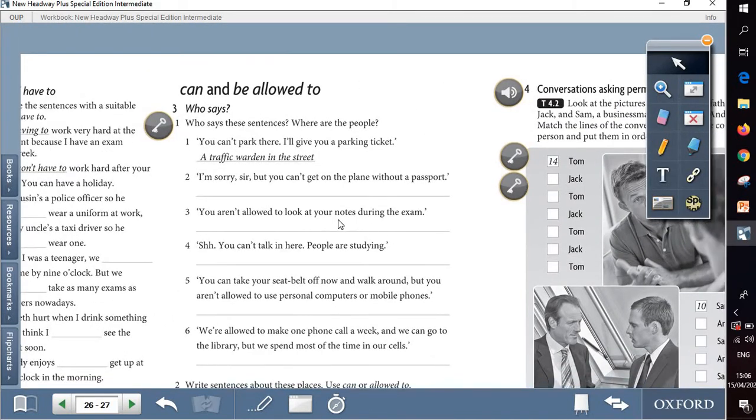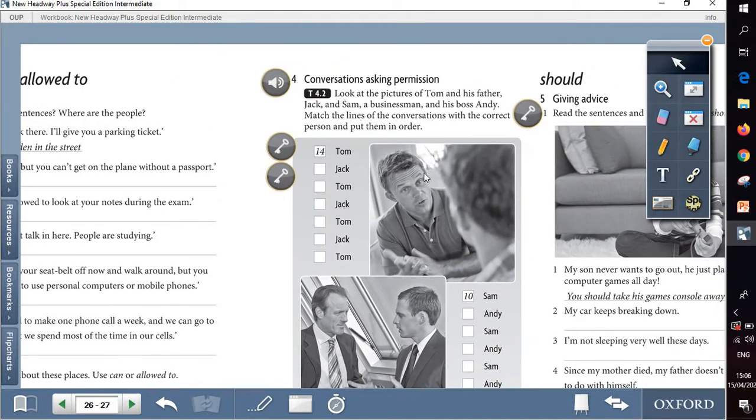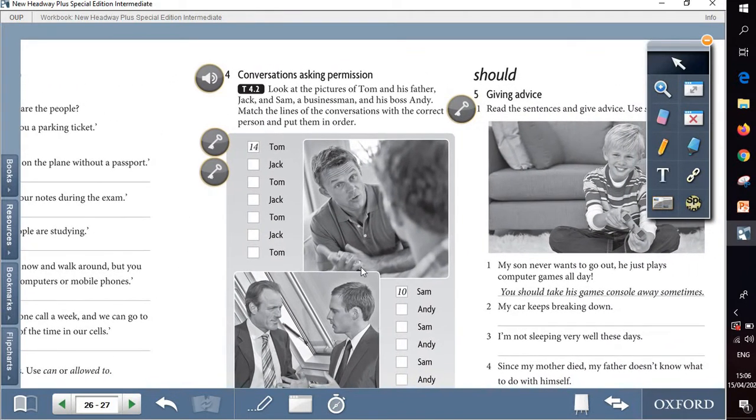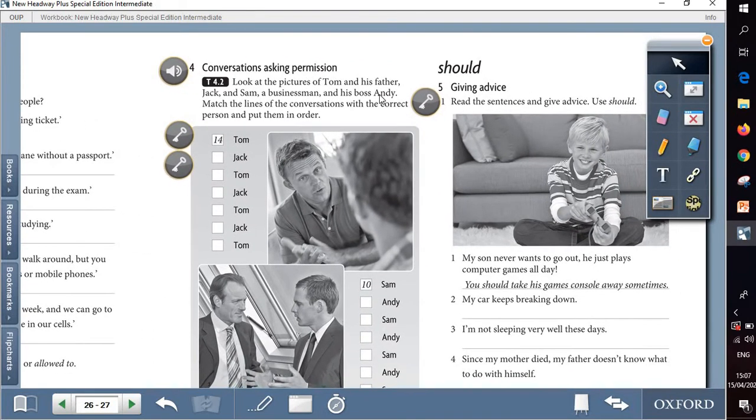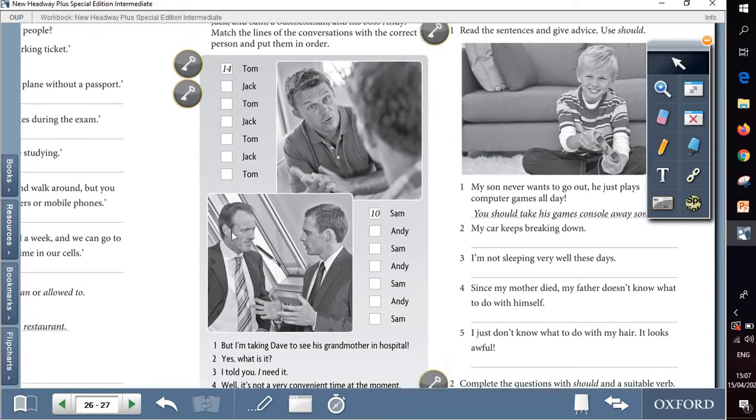Question 4, we will carry on talking about can and be allowed to, since they are related to permission. Here, look at the pictures of Tom and his father Jack, and Sam, a businessman, and his boss Andy. Match the lines of the conversation with the correct person and put them in order. So we are going to focus on the pictures, and then we will match the lines down here with the suitable person.